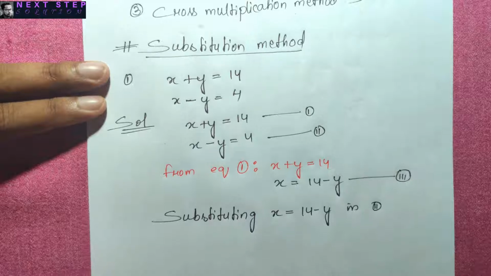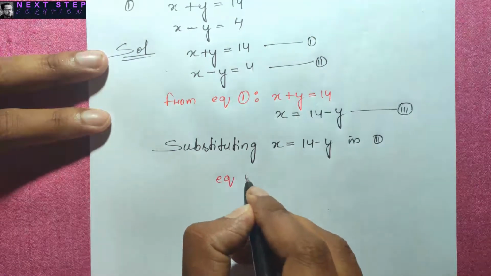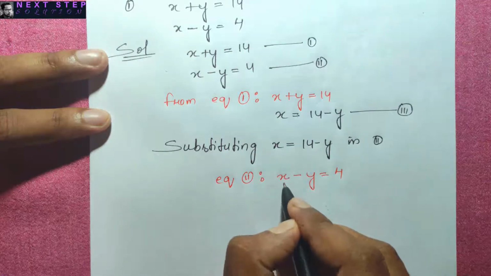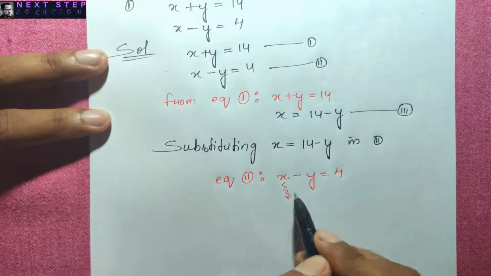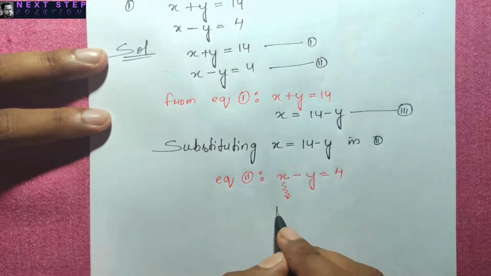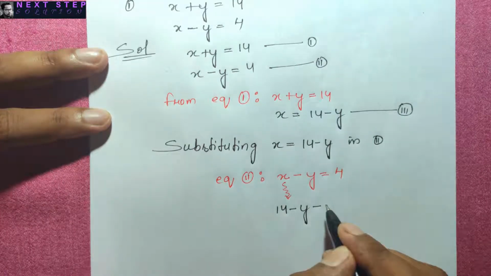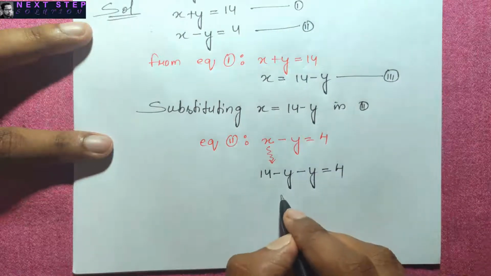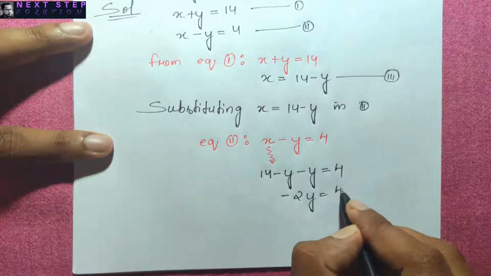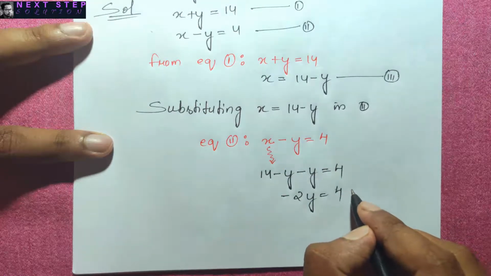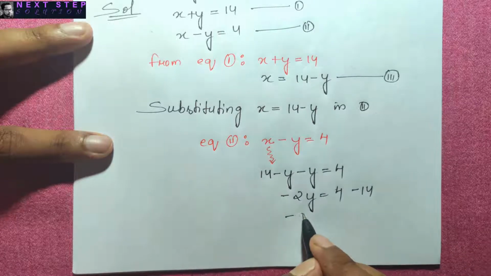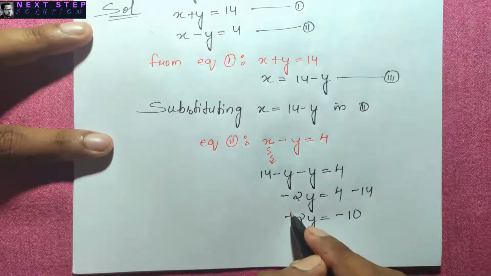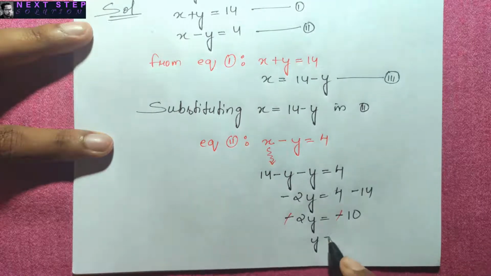So let us write down what is equation 2 here. Equation 2 is x minus y equals 4, and we are going to change the value of this x. We got x as 14 minus y, so instead of x we will write 14 minus y, and the remaining everything we will copy as it is. Minus y will remain as it is, equals 4 will remain as it is. Now we can solve this. Minus y makes it minus 2y equals 4. This 14, if we move it to the other side, comes as minus 14. Minus 2y equals 4 minus 14, which makes it minus 10. We can cancel this minus with this minus and we have 2y equals 10.